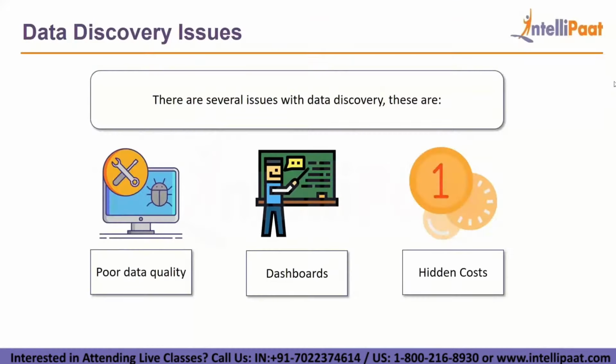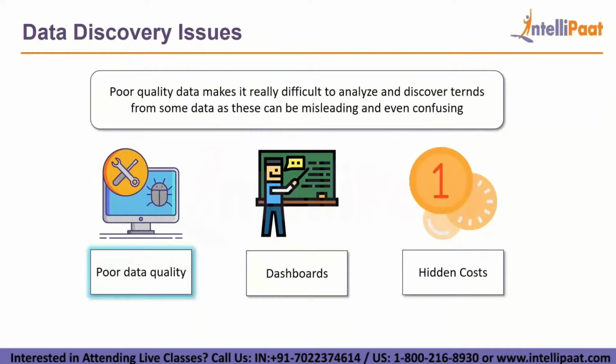The ones that we'll be taking a look at are poor quality of data, dashboards, and hidden costs. Poor quality of data basically means that data discovery is being performed on data that is not correctly classified, not correctly cleaned, and contains incorrect or missing information. That could be a source of a lot of problems. This could lead to a lot of misleading statistics and facts that may or may not be true because the data is so poor. So poor data can be a major cause of issues.